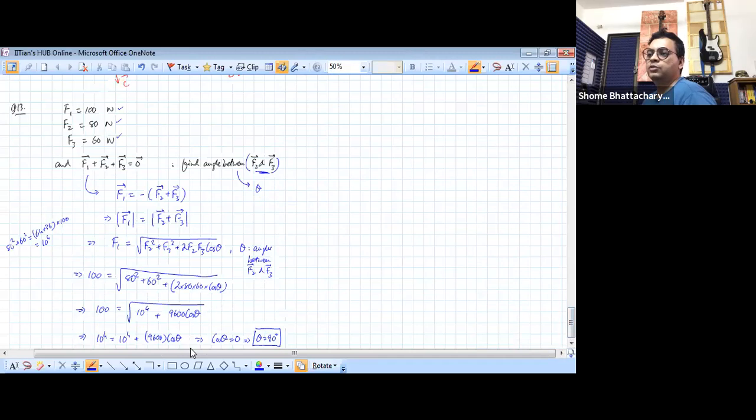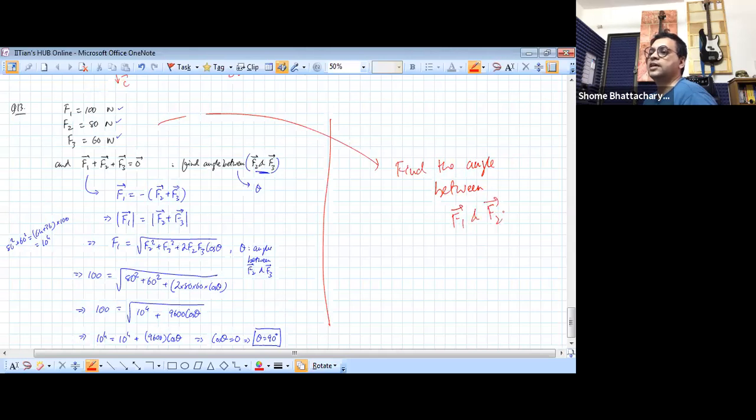Okay. Now this you understood. Now let me ask in the same question a different thing. Now suppose I asked in the question, from this data, now I ask you to find the angle between F1 and F2. Instead of F2 and F3, I ask you to find the angle between F1 and F2. Now think how you will adapt this solution. Just as I found it between F2 and F3, how will I modify that solution so that I can get the angle between F1 and F2? Just try this out with me.